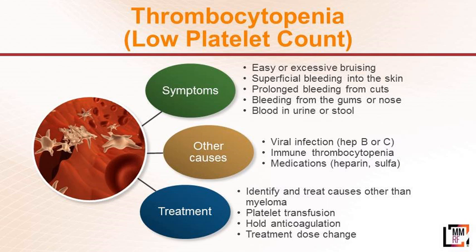There are other causes of thrombocytopenia. You could have a viral infection with hepatitis B or C, which in turn causes issues with your liver. You could also have immune thrombocytopenia, which could be related to lupus or rheumatoid arthritis. And there are several medications that can also cause a low platelet count, including heparin or sulfa-containing antibiotics, for example. There are also some anti-seizure medications that can cause issues with the platelet count.